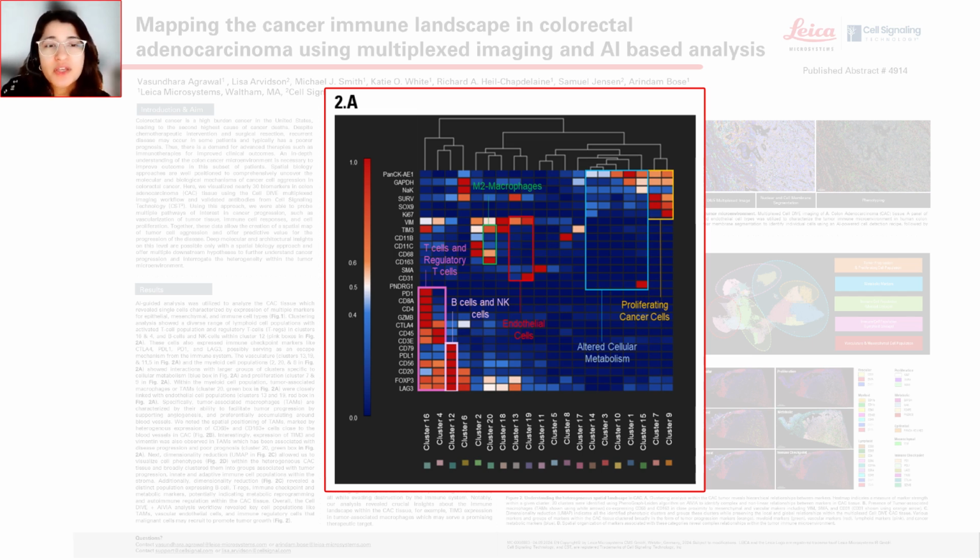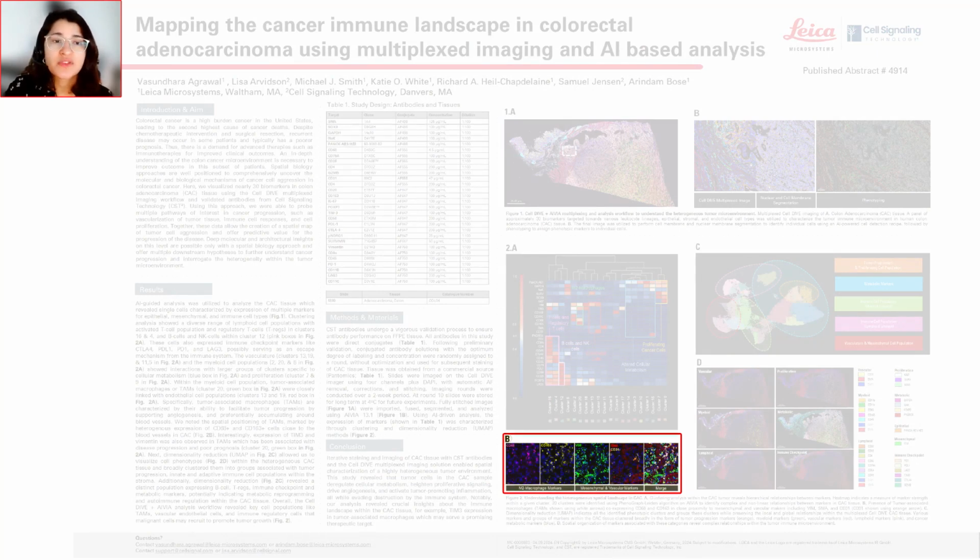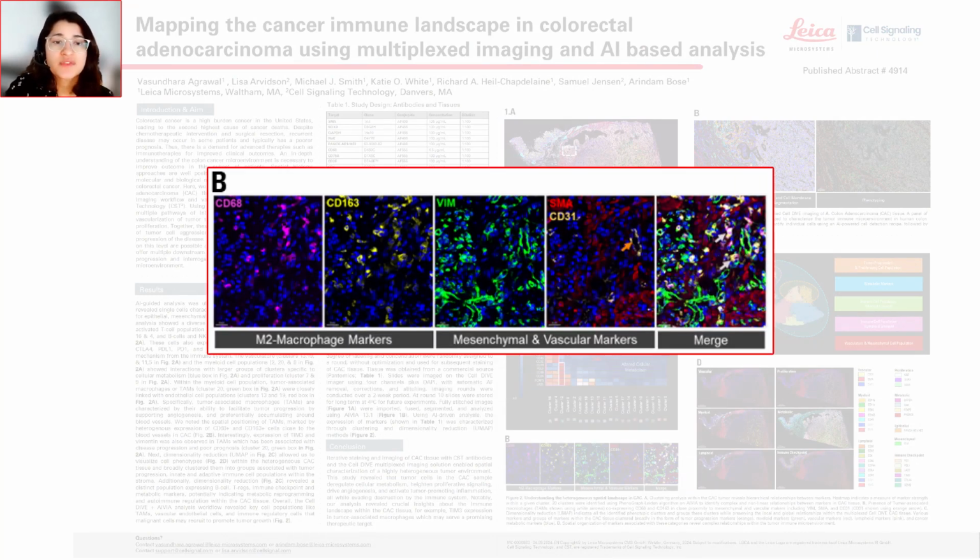Within the myeloid cell population, specifically, tumor-associated macrophages, or TAMs, shown in green, were closely linked with endothelial cell populations, shown in red. Specifically, TAMs are characterized by their ability to facilitate tumor progression by supporting angiogenesis and preferentially accumulating around blood vessels. And in Figure 2B, we noted the spatial positioning of TAMs marked by heterogeneous expression of CD68 positive and CD163 positive cells close to the blood vessels in CAC tissue.